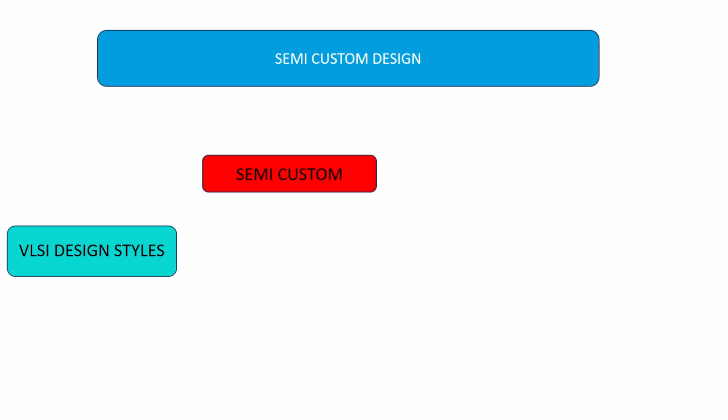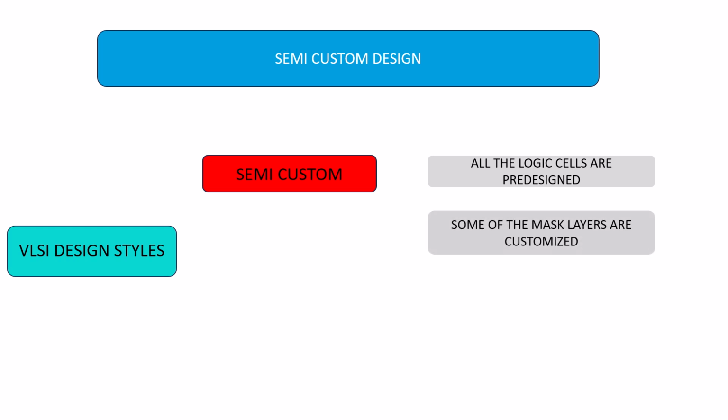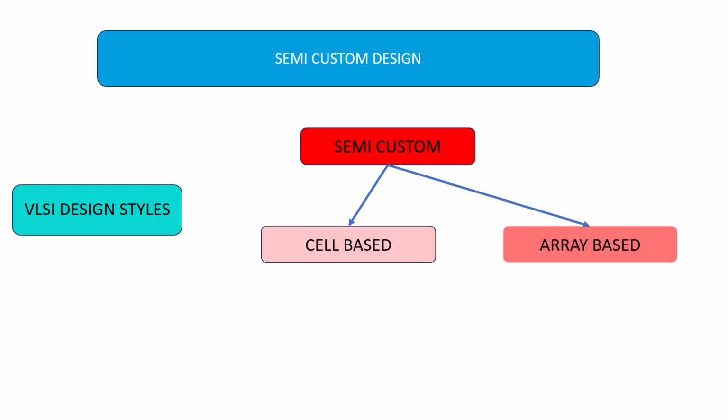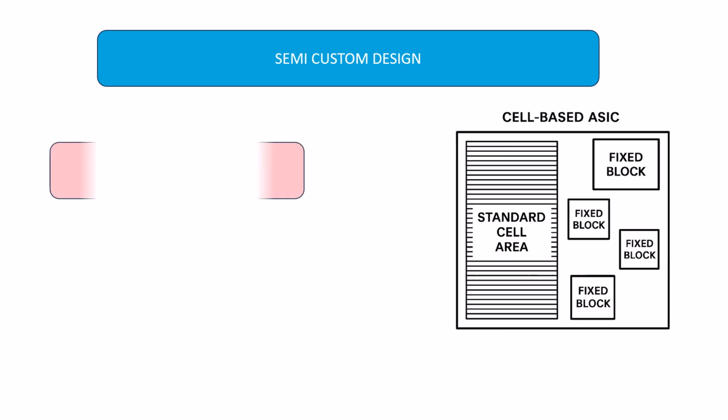The next type of design is the semi-custom. As the name itself says, it is a combination of full custom and something which you can allow the machine to do. All the logic cells are pre-designed and some of the mask layers are customized, unlike the previous case where everything was customized. And here we also use pre-implemented layouts. Semi-custom can be cell-based or array-based. We'll see them with necessary diagrams.